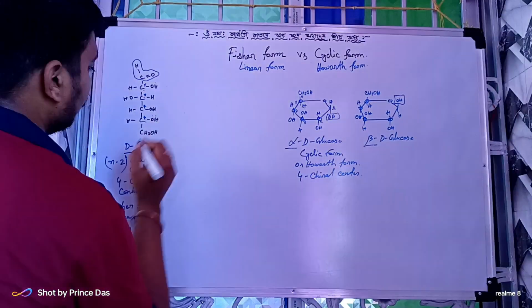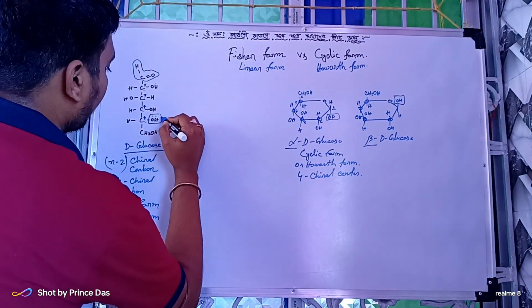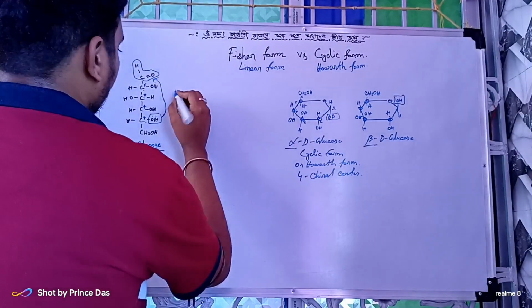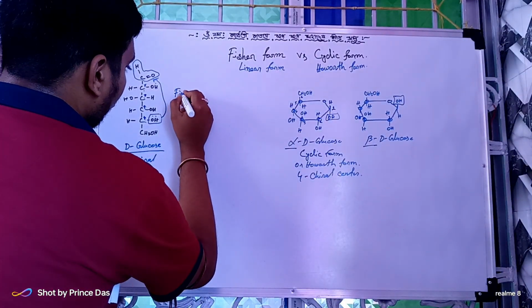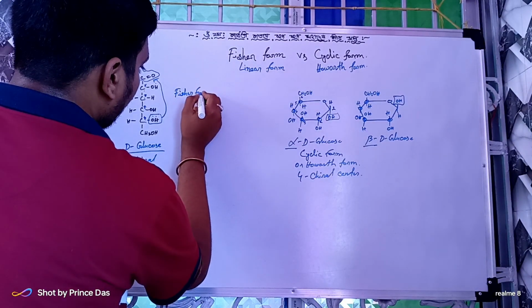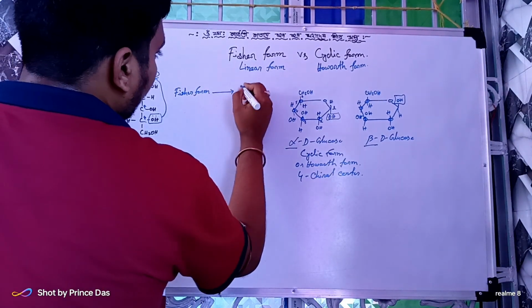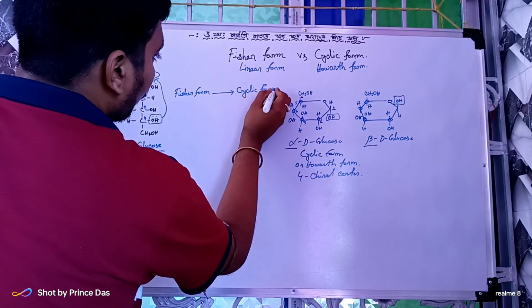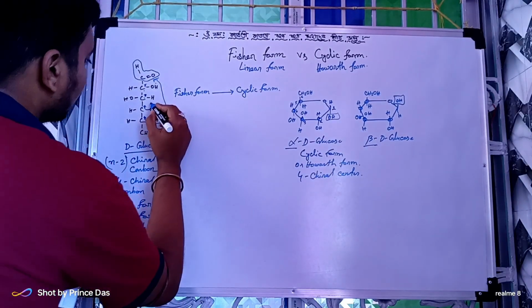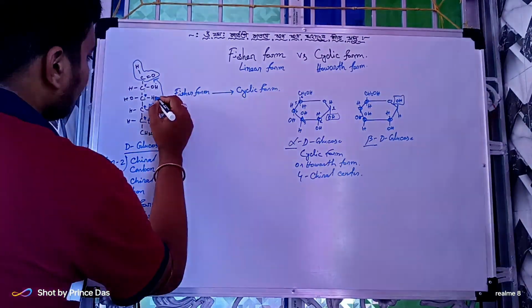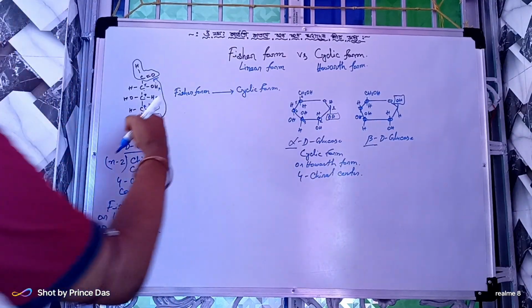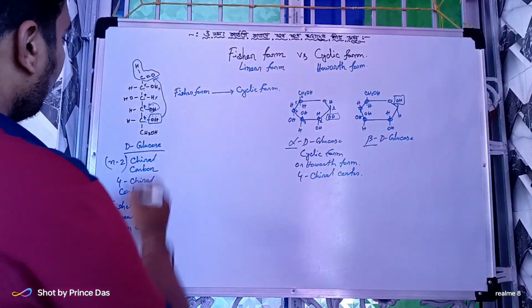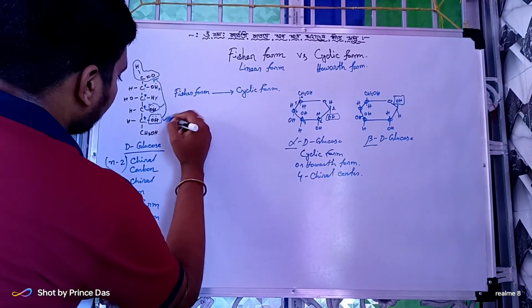Here are 2 lone pairs. So this will attack this position and it will form a bond from here to here. So the Fischer form will be converted into the cyclic form. How? From this to this. This also can do that, but the structure will not be stable. Only for this it will be stable.